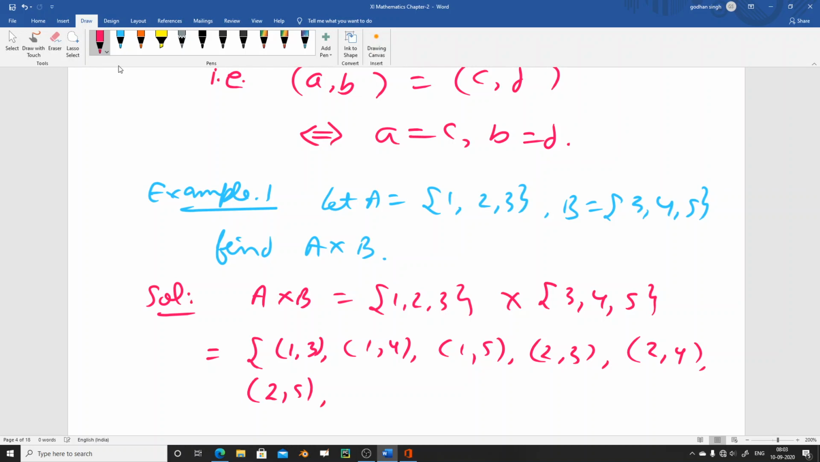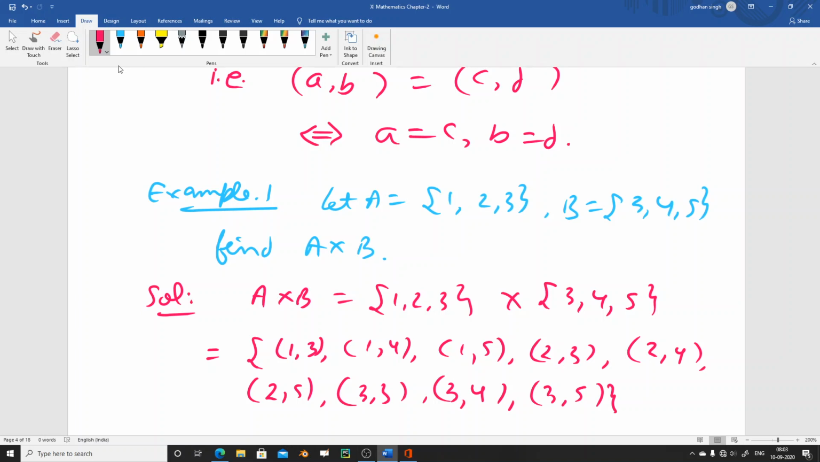Similarly, we can take element 3 from the first set and pair it with any of the elements of set B. So we get (3,3), (3,4) and (3,5). So this is A cross B, and you can see it very easily. How many elements are there? 1, 2, 3, 4, 5, 6, 7, 8, 9. There are 9 elements. The number of elements in A is 3, and the number of elements in B is 3. So 3 times 3 is 9.